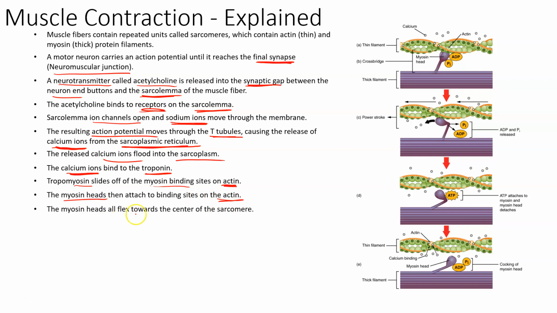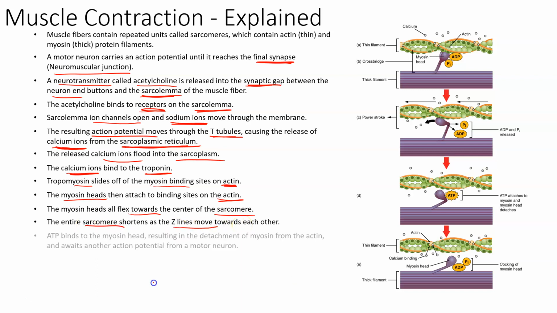The myosin heads will all flex towards the center of the sarcomere, and while they are flexing towards the center of the sarcomere, the entire sarcomere shortens as the Z lines move towards each other. And as the Z lines move towards each other, they are physically getting shorter, which means the muscle is contracting.